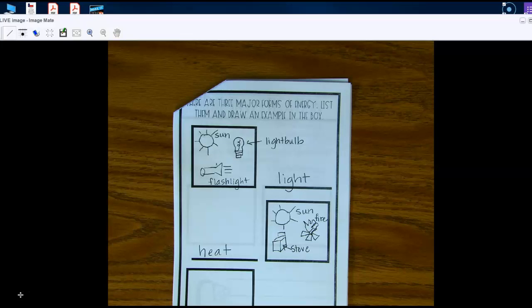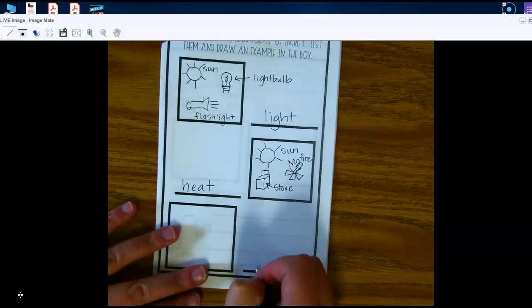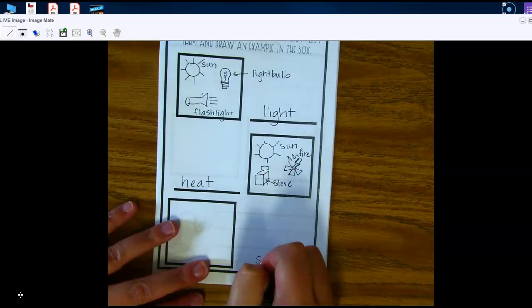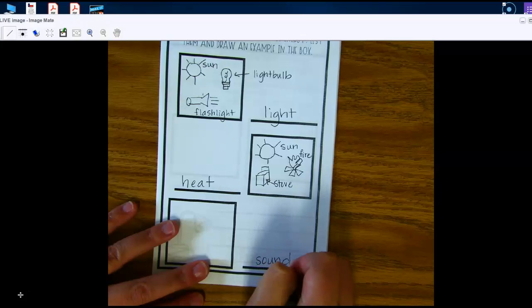All right, one more. We have light energy, heat energy, and one more. What's the last one? Blaze? It's right here, honey. Nope. It's something we hear. Energy. We have light, we have heat, and we have what, Wyatt? Sound.